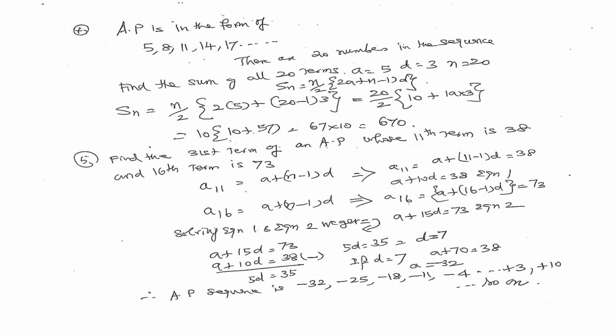In the next slide, you are given an arithmetic progression in the form of 5, 8, 11, 14, 17. There are 20 numbers in the sequence.